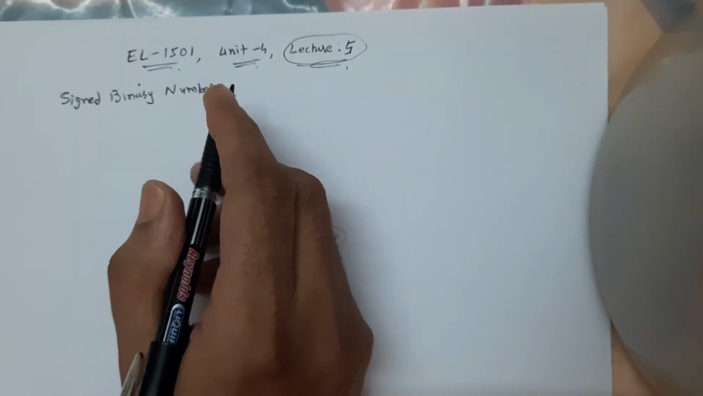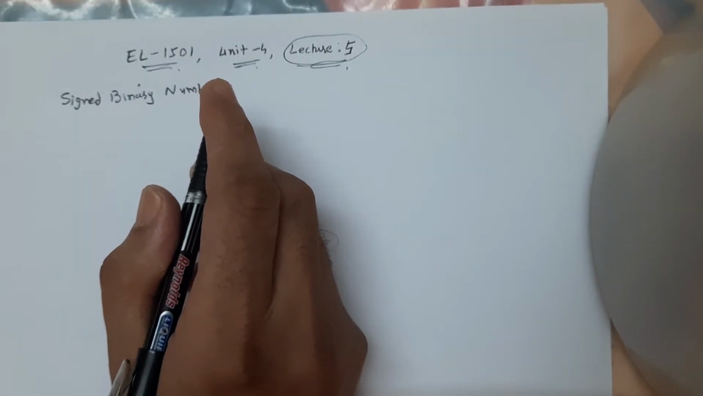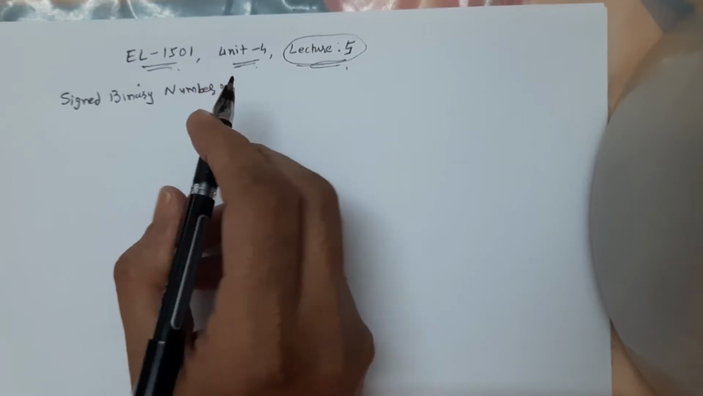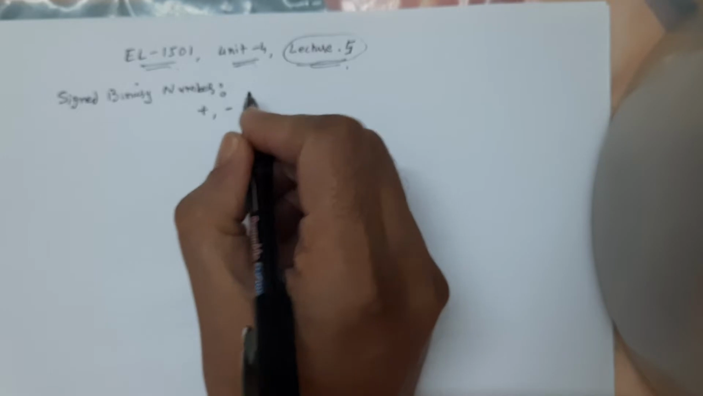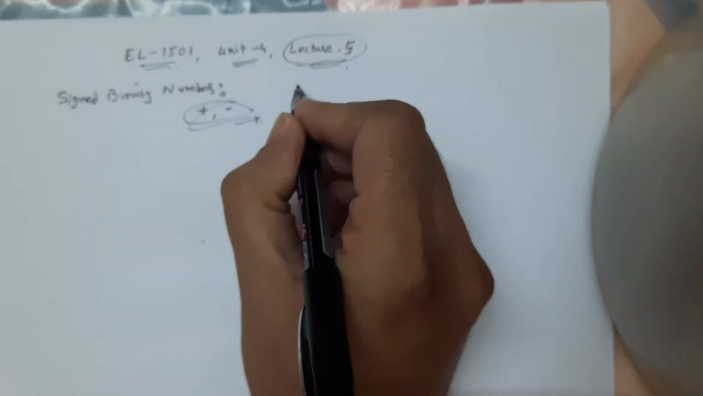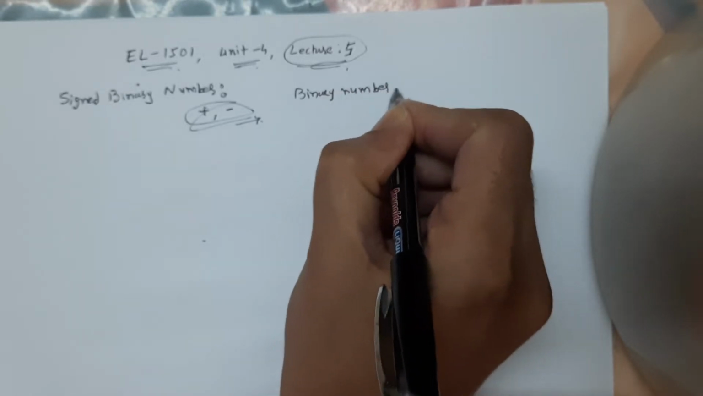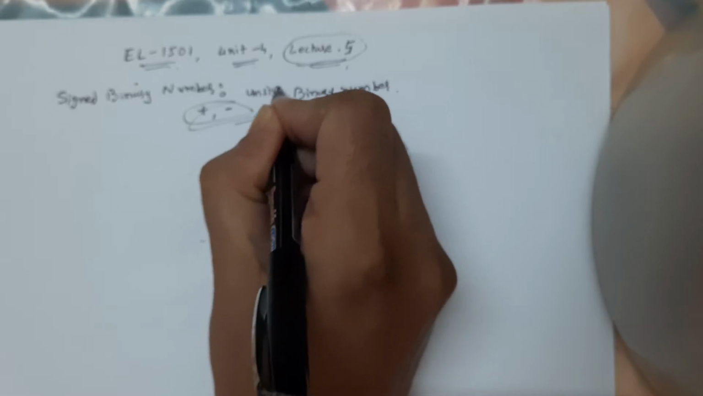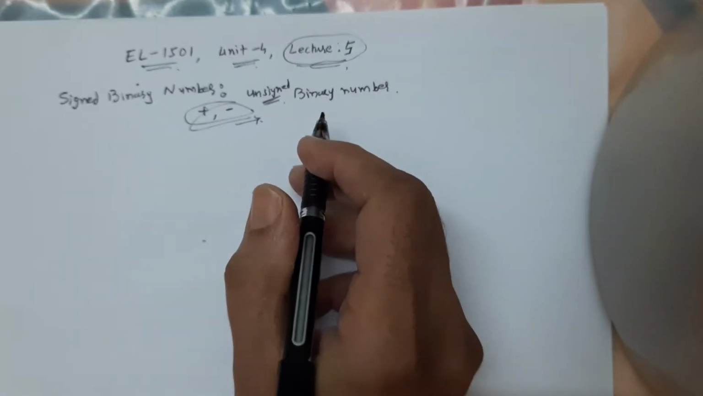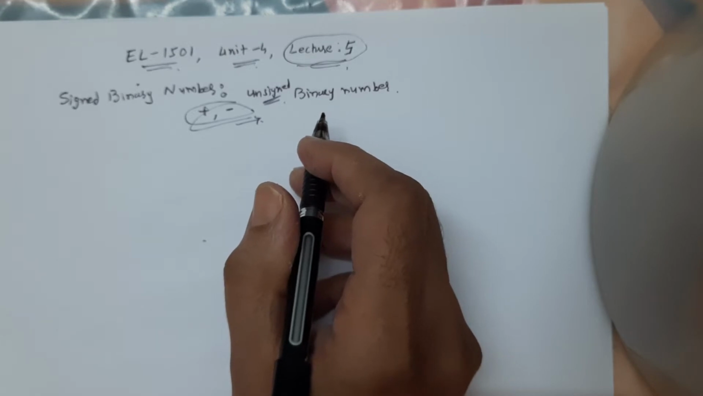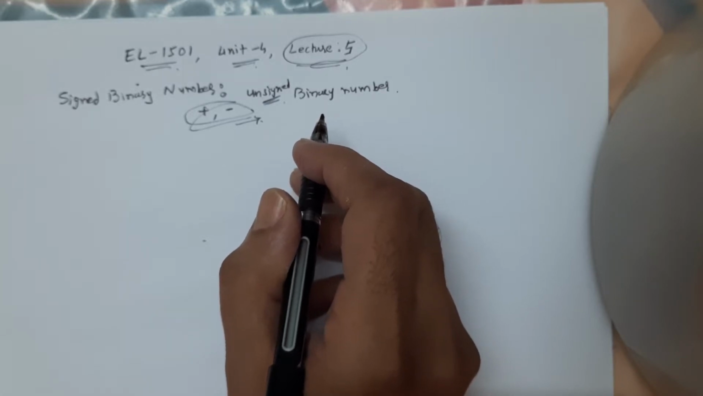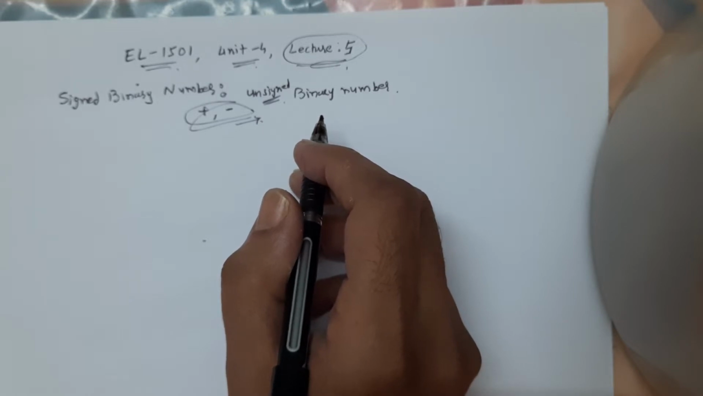Here the numbers without positive or negative sign are known as unsigned numbers, right? So if there is no positive or negative sign, this number is known as a simple unsigned binary number. But in the signed binary number, there is a positive and negative sign. In the decimal number system, the positive sign is used before the number to define the positive number, and the negative sign is used before the number to define a negative number.